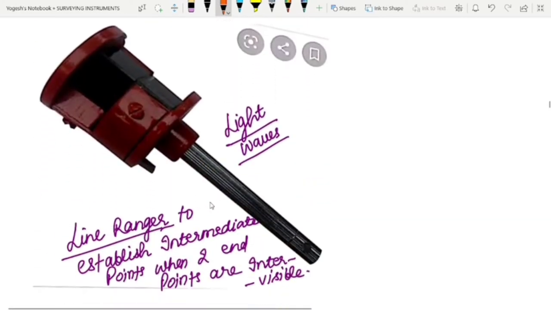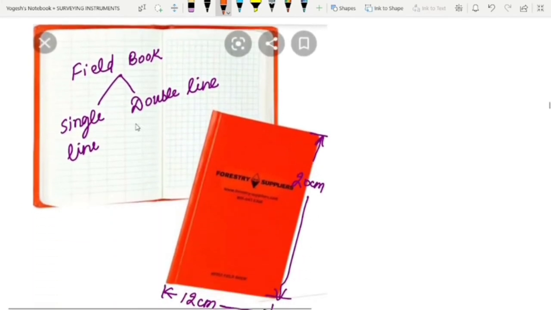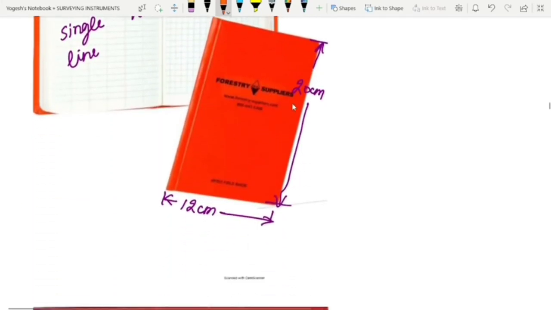This is a line ranger, which uses light waves as its carrier waves to establish intermediate points when two points are intervisible. Likewise, in the case of direct leveling, this is a field book, single line and double line field book, having a size of 12 cm multiplied by 20 cm.